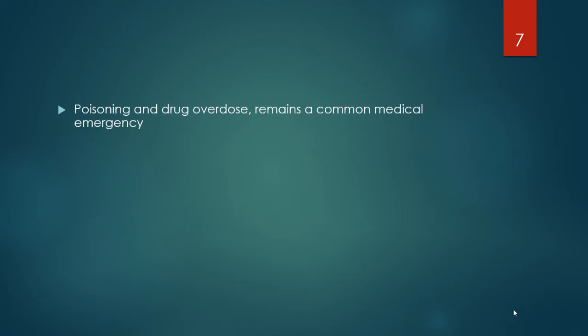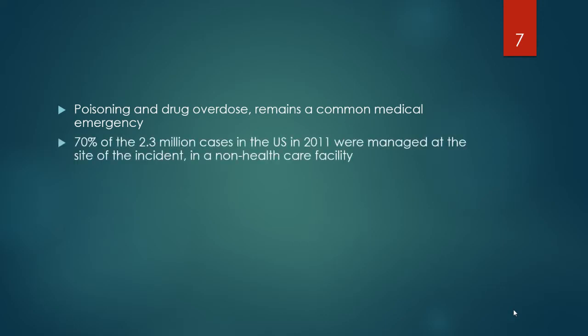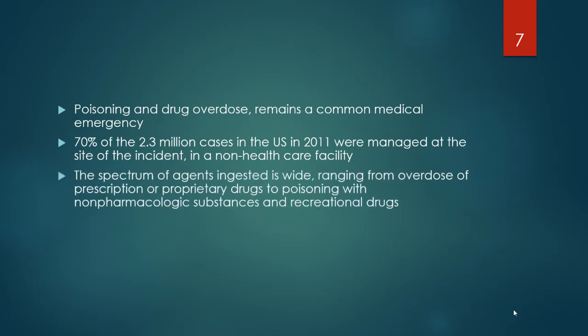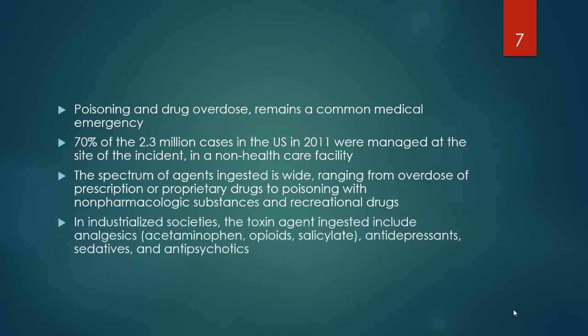Poisoning and drug overdose remain a common medical emergency. There's a report in 2011 that showed 2.3 million cases in the United States. 70% of them were managed at the site of incidence in a non-healthcare facility. The spectrum of agents ingested is wide, ranging from prescription drugs to poisoning with non-pharmacological substances and recreational drugs. In industrialized societies, the toxic agents ingested include analgesics like acetaminophen, opioids, and salicylate, as well as antidepressants, sedatives, and antipsychotics. In the past, barbiturates were also common, but now they are less common.